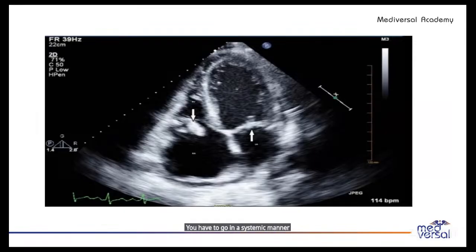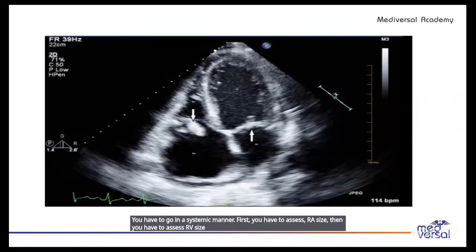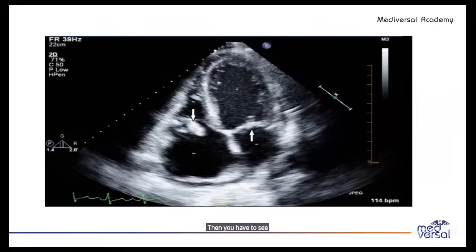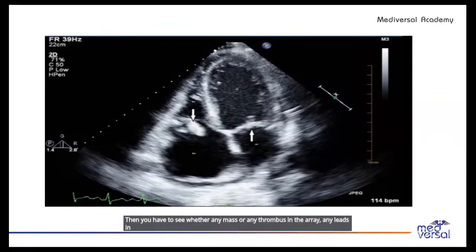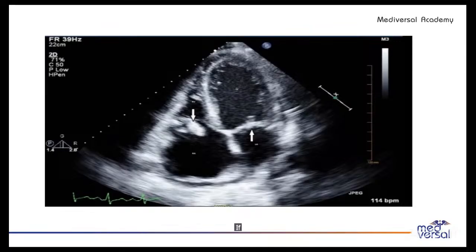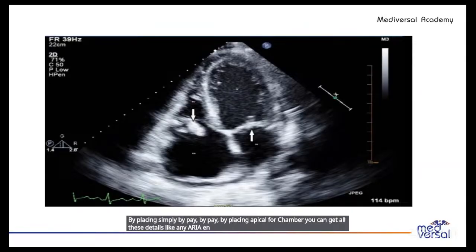First you have to assess RA size, then RV size, then see whether there is any mass or thrombus in the RA, or any leads in the RA or RV. Then you have to assess the tricuspid valve. Simply by placing the apical 4 chamber view, you can get all these details: any RA enlargement, any RV enlargement, any RVH, any lead, any mass, any vegetation over the tricuspid valve.